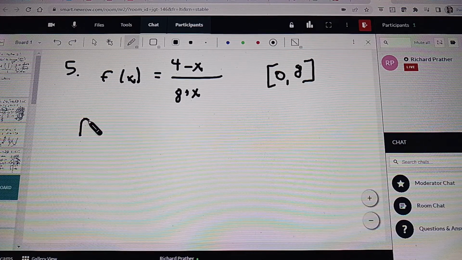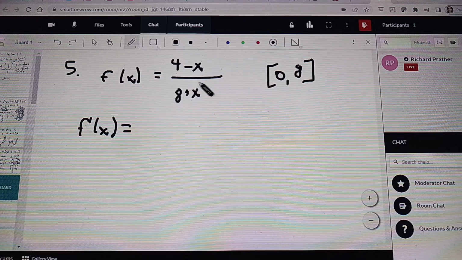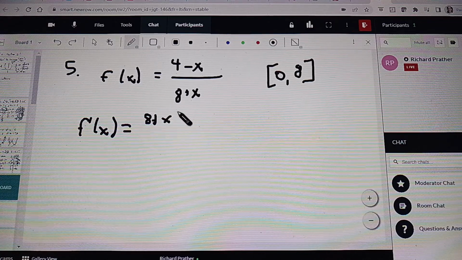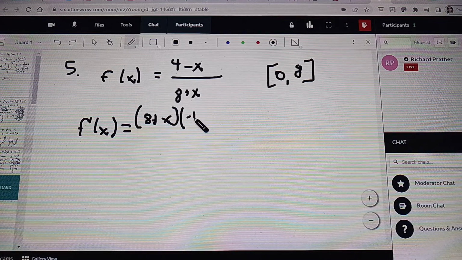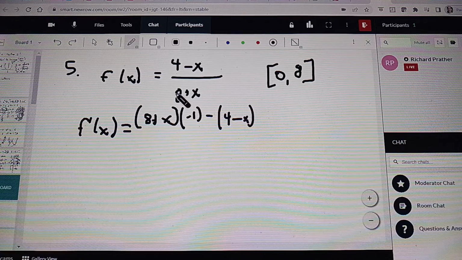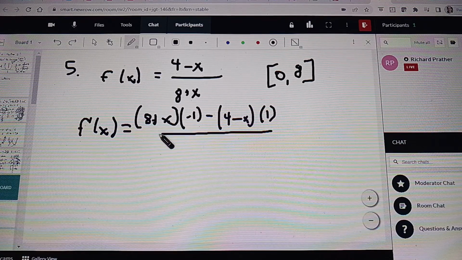So first I've got to find the derivative. And this is a quotient, two functions of x divided by each other. So I would do the second times the derivative of the first. The derivative of the first is just -1, since that's linear, minus the first times the derivative of the second, which is just 1, and then over the second squared.